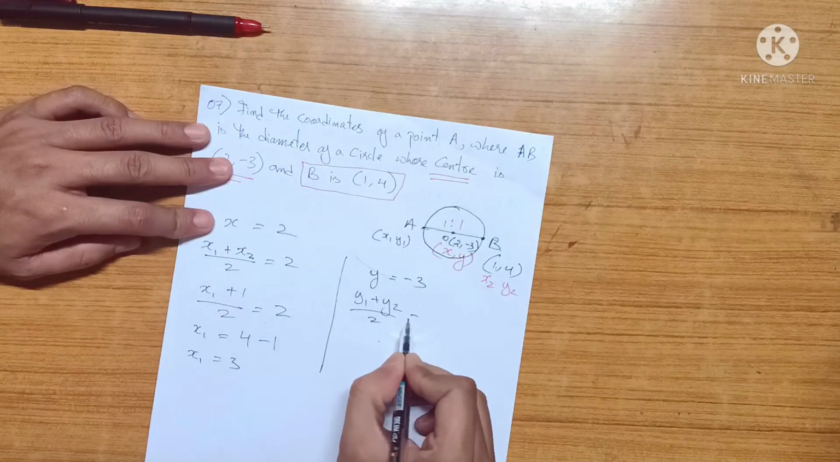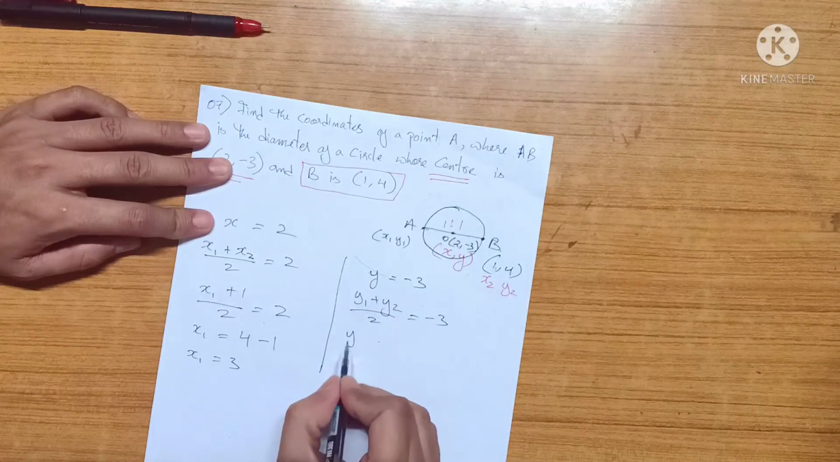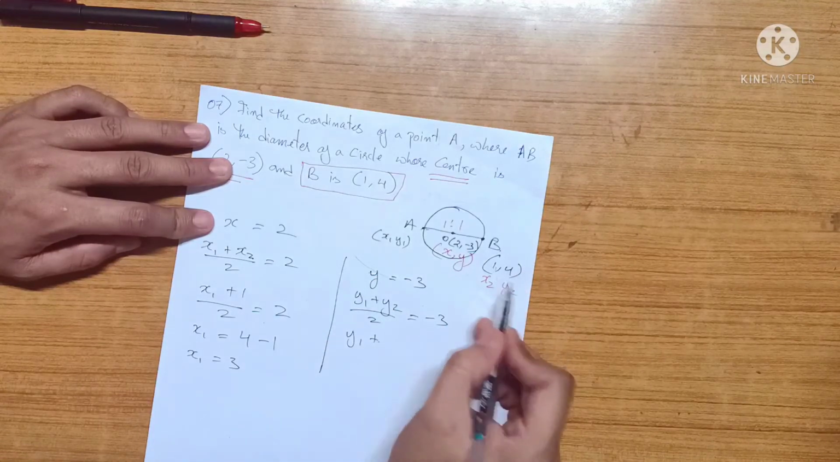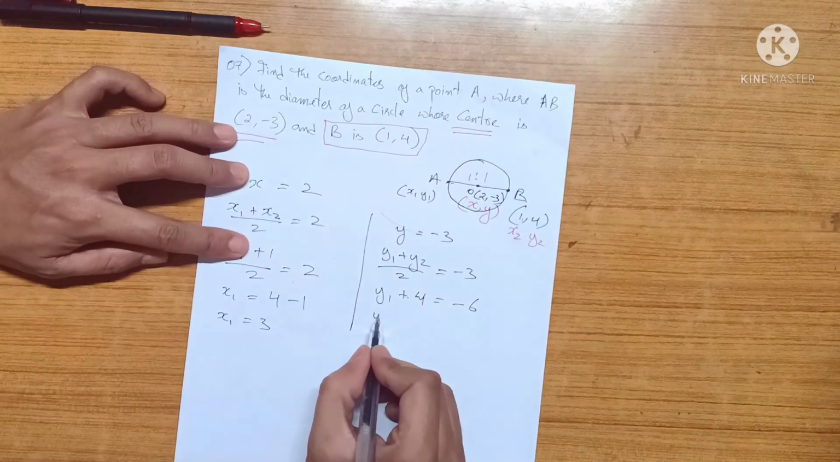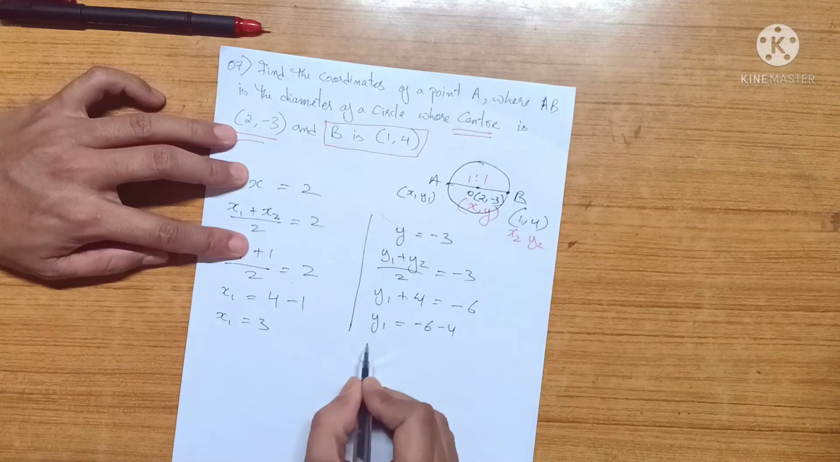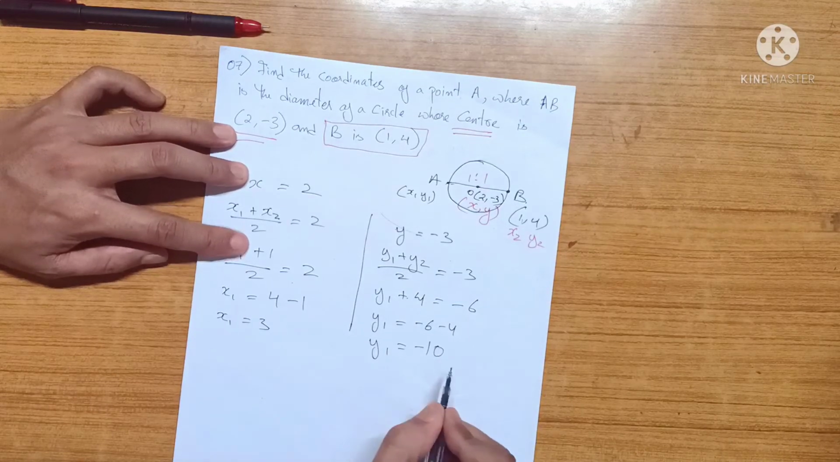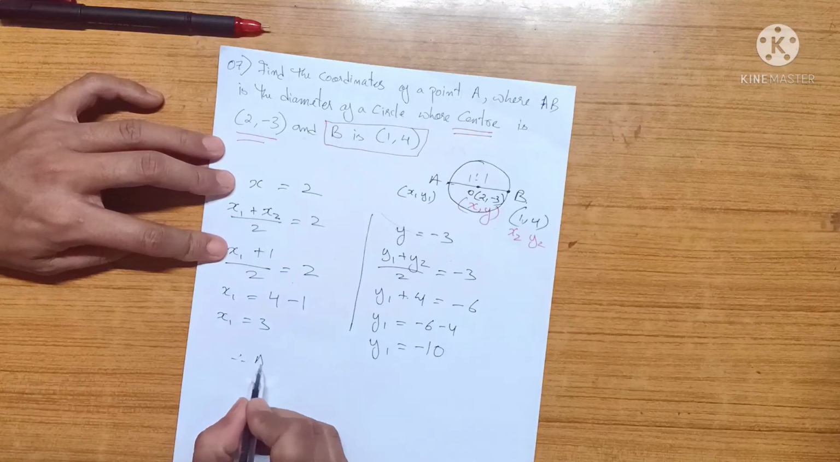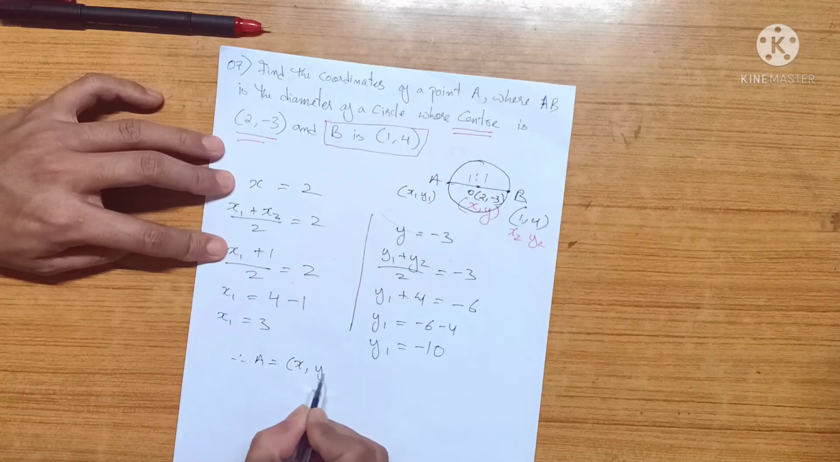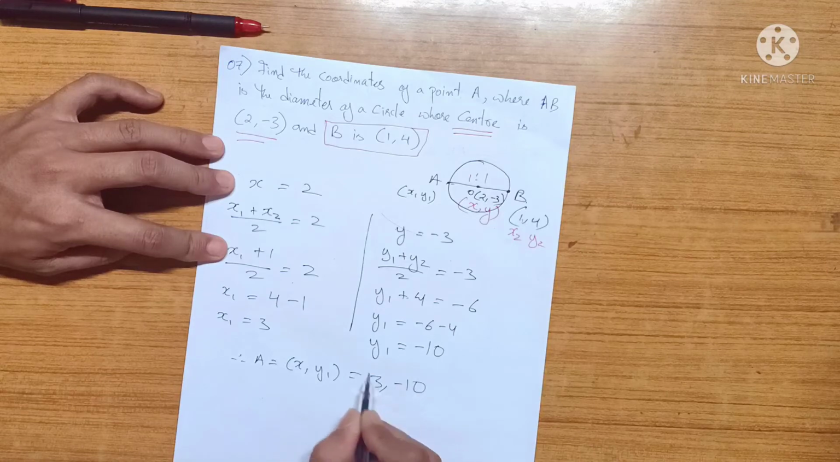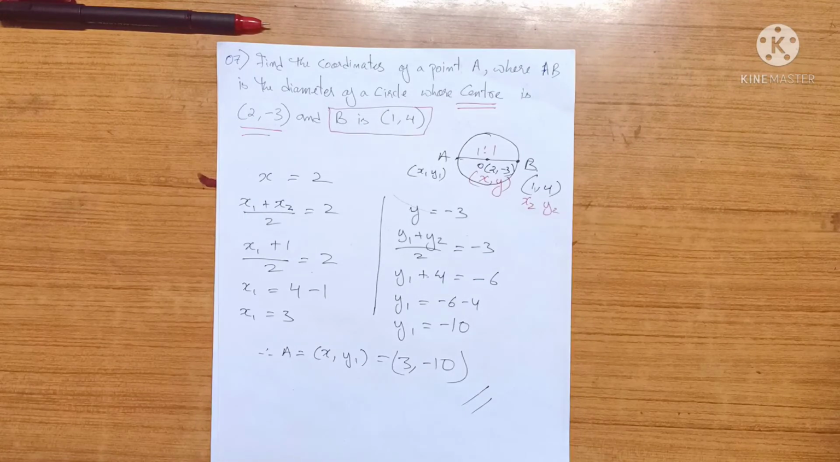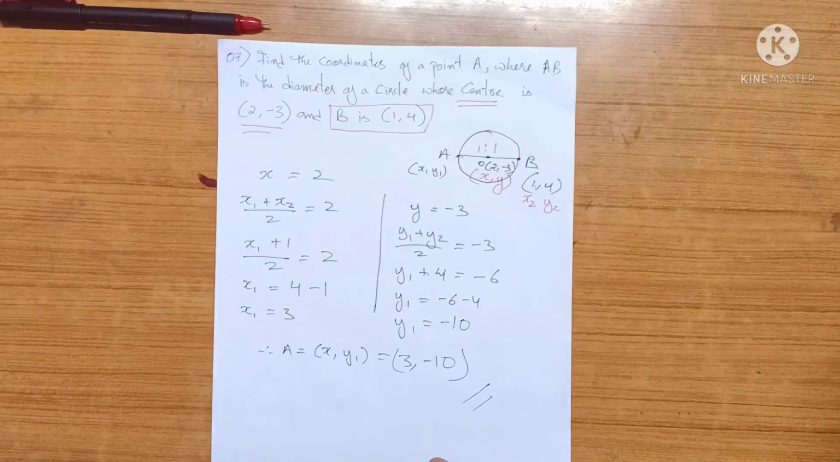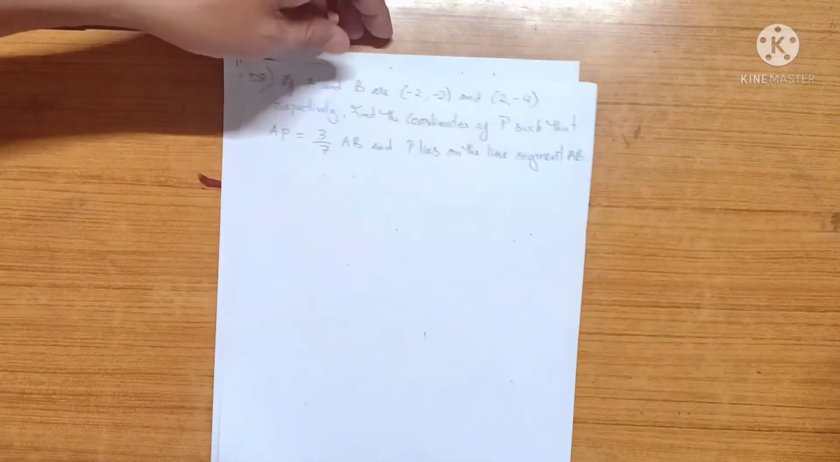Now as for y, they've given us minus 3, but the y formula is y1 plus y2 by 2 equal to minus 3. y1 we don't know, so I'm just going to write y1, and y2 we have as 4. If I send the 2 this side, it becomes multiplication, so minus 6. So y1 equal to minus 6 minus 4, y1 equal to minus 10. Therefore A is x1, y1, equal to 3, minus 10, is the coordinate. So that is it. It's a very simple question, but it might come in multiple choice because it is easy. Now let's do question number 8.